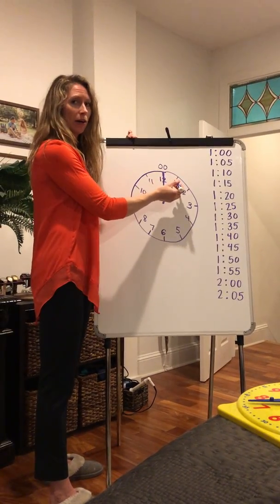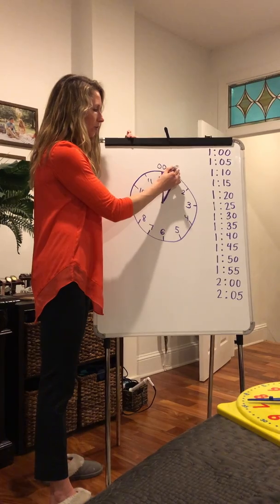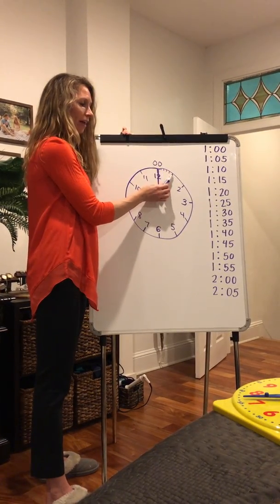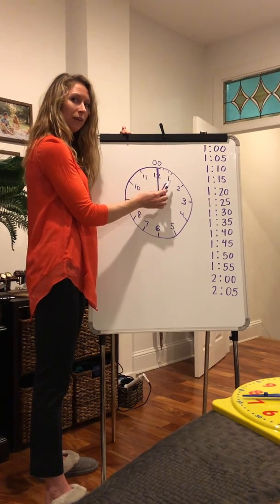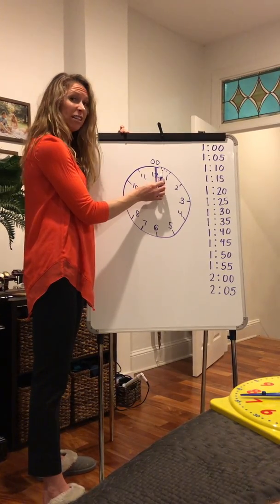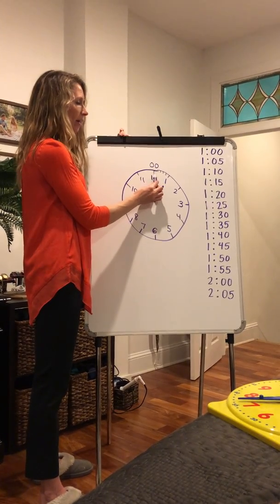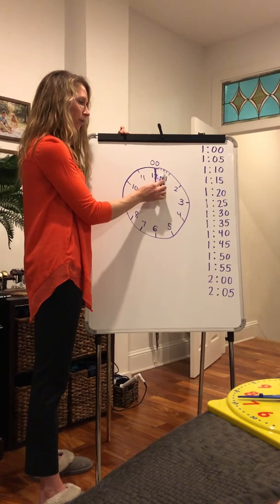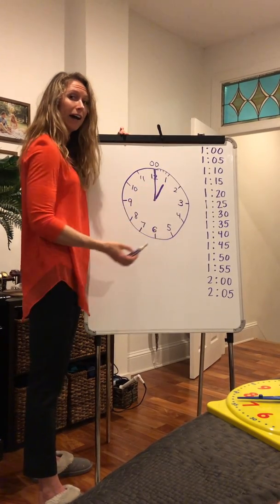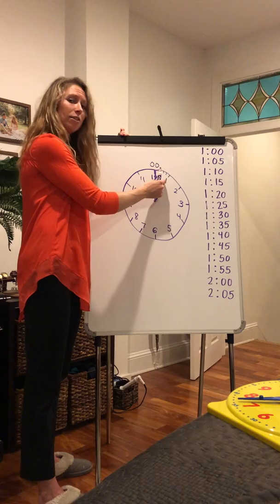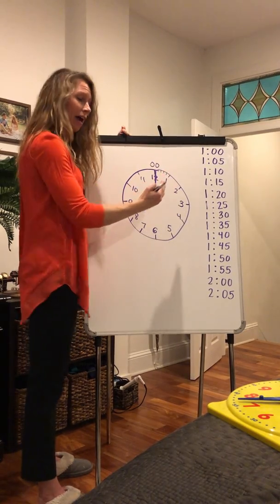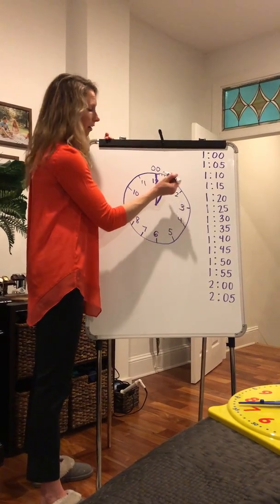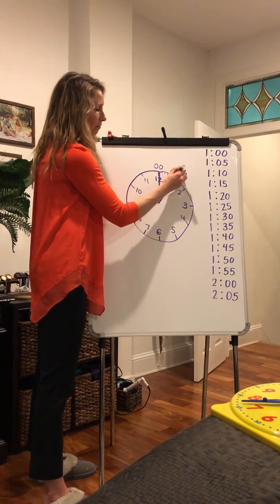Between each number on our clock, we have 1, 2, 3, 4 hashes, and then another line with a number. So each of these stands for 1 minute. So our minute hand, when it travels to one of these, it's 1 minute. 1, 2, 3, 4, 5. Each of these numbers will stand for 5 minutes having passed. So if our minute hand traveled to here, it would be 5 minutes.